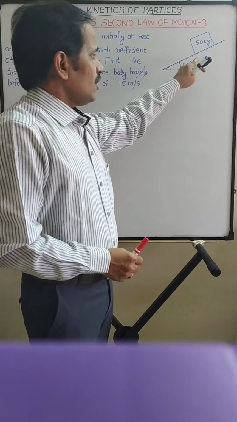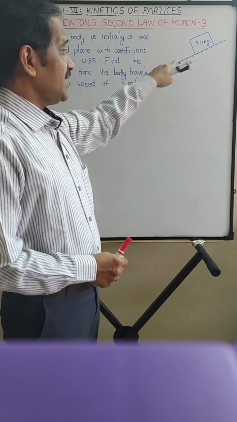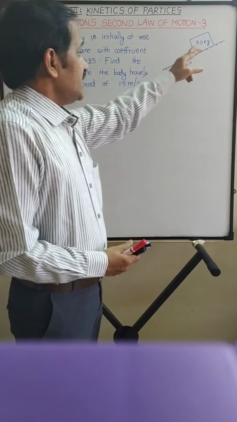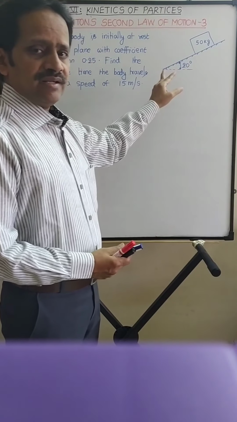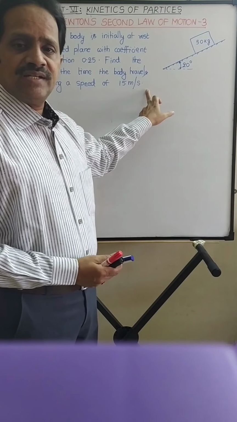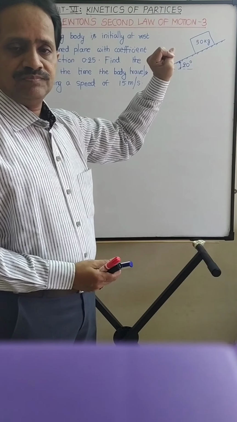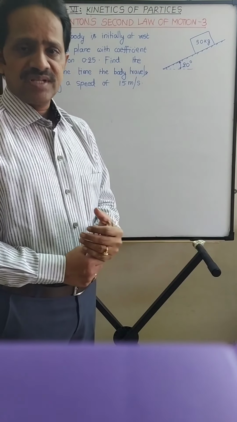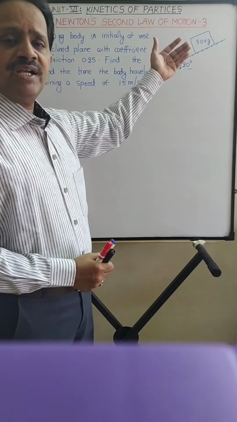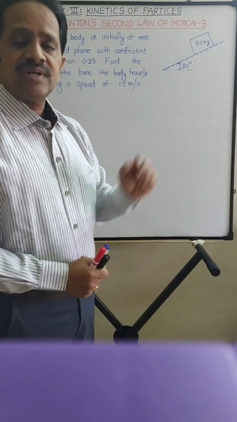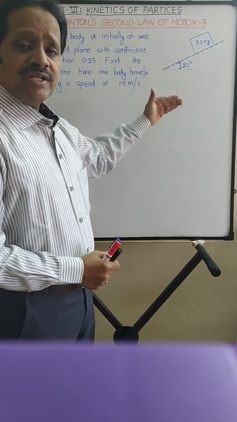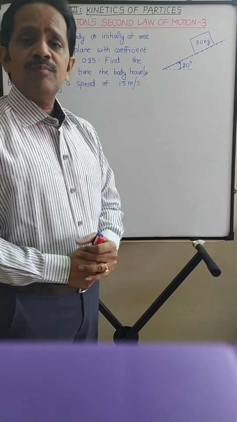So initially the block is at rest. It is kept on an inclined plane of 20 degrees. Now you have to find out the distance travelled and the time taken by the block to attain a speed of 15 meters per second from 0, because initially it is starting from rest. So using Newton's second law of motion, first you can find out the acceleration, writing F is equal to m into a, and then you can use the equations of motion.